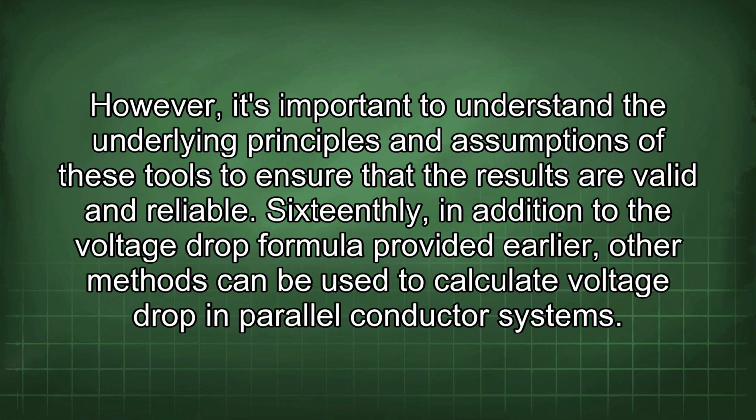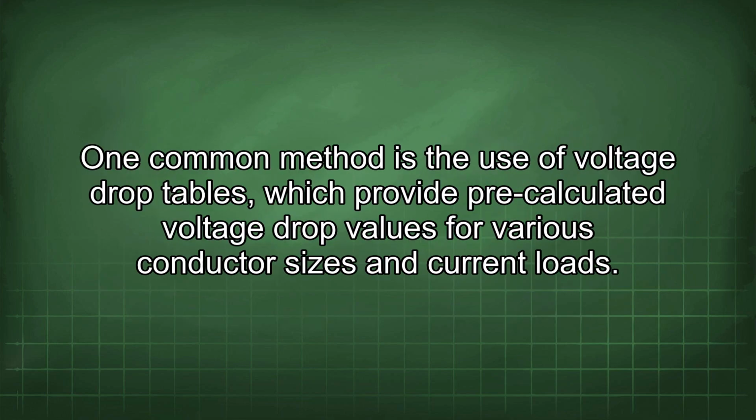However, it's important to understand the underlying principles and assumptions of these tools to ensure that the results are valid and reliable. 16thly, in addition to the voltage drop formula provided earlier, other methods can be used to calculate voltage drop in parallel conductor systems. One common method is the use of voltage drop tables, which provide pre-calculated voltage drop values for various conductor sizes and current loads.